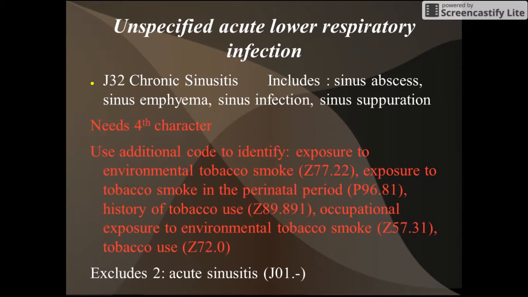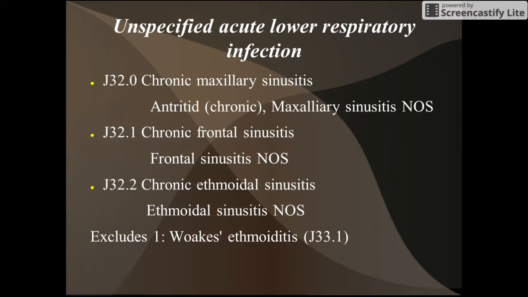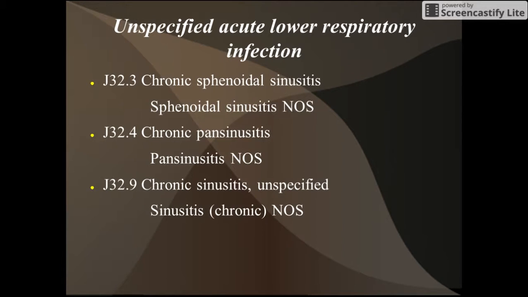J32 is chronic sinusitis, and again it needs a fourth character and an additional code to identify exposure to tobacco smoke. So J32.0 is chronic maxillary sinusitis. J32.1, chronic frontal sinusitis. J32.2, chronic ethmoidal sinusitis. J32.3, chronic sphenoidal sinusitis. And J32.4, chronic pansinusitis.